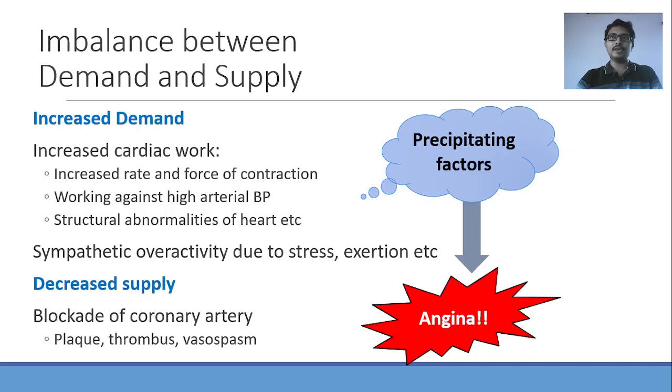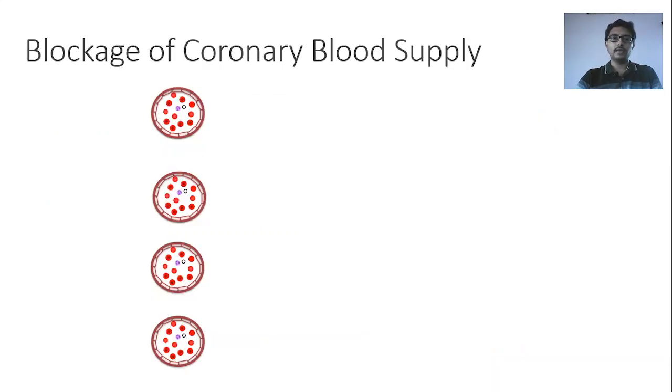Now let us dissect it much further. We have seen that the blockade of the coronary artery can happen through three main reasons. One is a plaque, the other one is thrombus, and the third one is vasospasm. Let us look at it in more detail. This is a normal coronary artery, a cross section of a normal coronary artery. It has no plaque, no thrombus, nothing. Blood flow is normal in this.